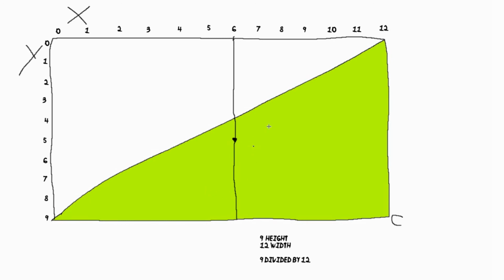So how do we know whether or not the mouse is over here, or down here? So in or out. How would we figure that out? Well, if you know the X coordinate, in this case 6, which is what we were looking at, you can actually multiply that 6 by 0.75.